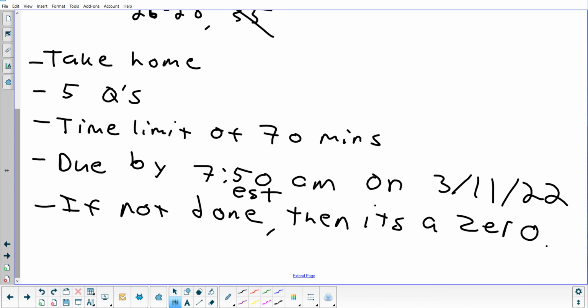Yes? Will we be allowed to get on and off of it? Because sometimes my Wi-Fi will drop and it'll come right back on. Yes, you'll have a total of 70 minutes. Just, if you're going to stop and pause it, close it out. Because if you just let it sit there and you walk away and come back in 2 hours, it's going to say you're done. Okay, all right. Yep.